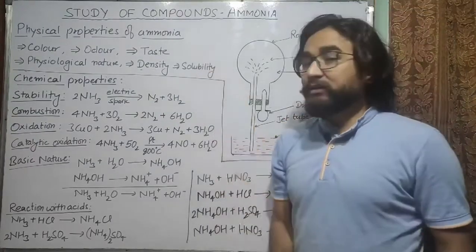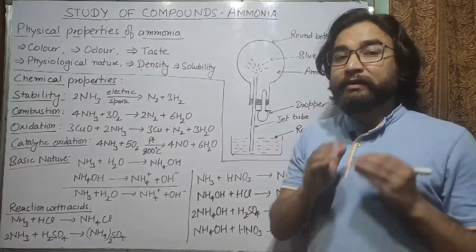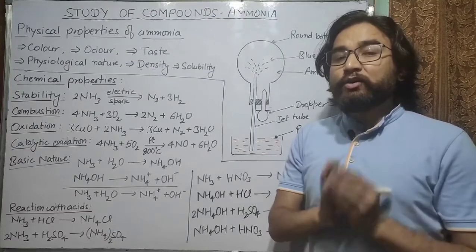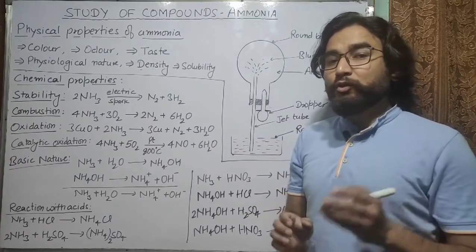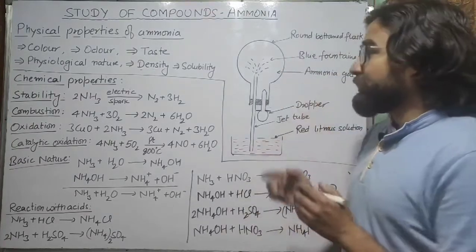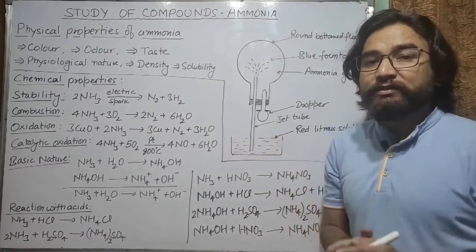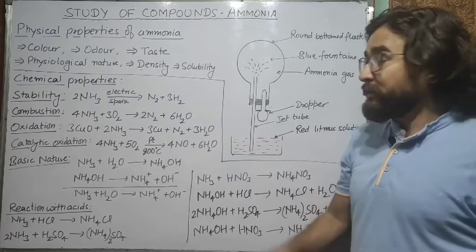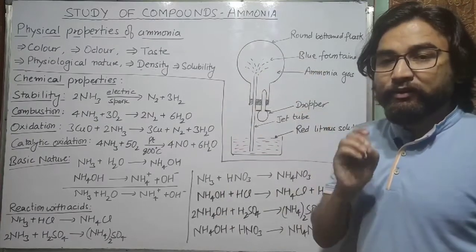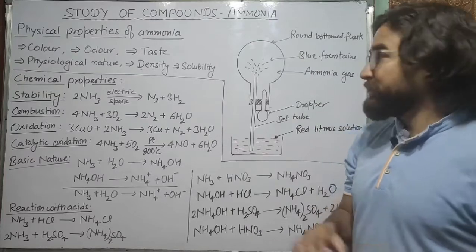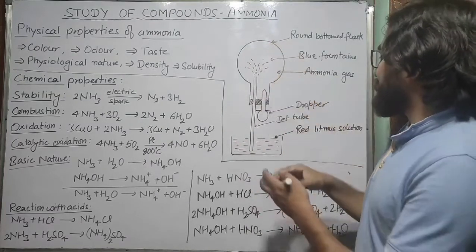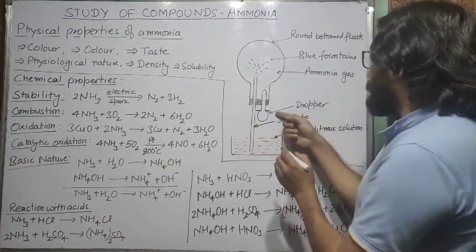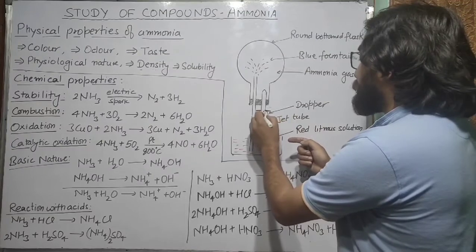Now the next is solubility. So like HCl gas, hydrogen chloride gas, ammonia is also highly soluble in water. So to demonstrate that, we have fountain experiment. We have already discussed the fountain experiment for HCl. So similar to that of HCl, there is fountain experiment for ammonia gas. So let's see what is there. There is a round bottom flask which has two openings, one for a jet tube and other for a dropper. So dropper contains some water in it.